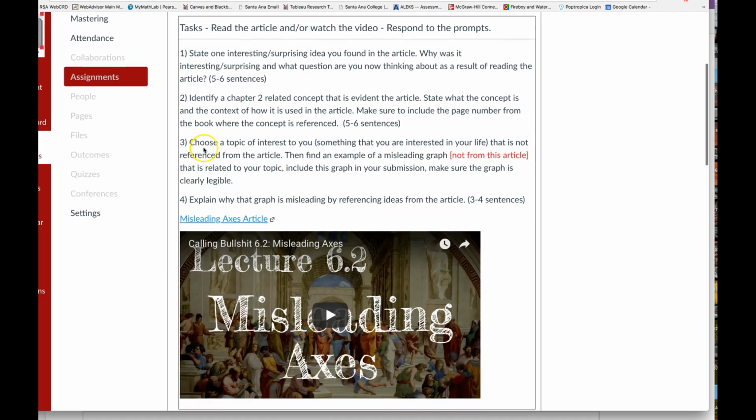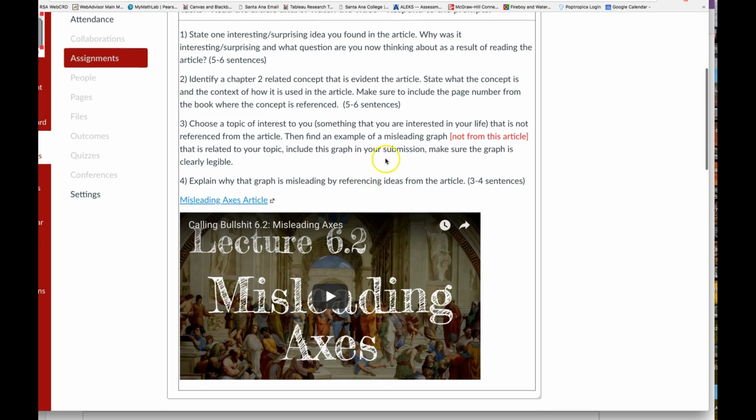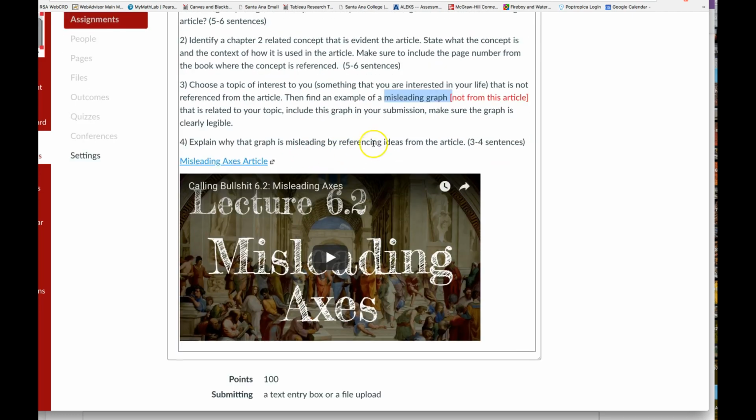Third task is to choose a topic of interest to you. So think of something that interests you in your life or in the world that is not from the article, and then you want to search the internet to find a misleading graph that is related to the topic. So for example, if you're interested in baseball, fashion, crime, or poverty, you would see if you could find a misleading graph related to that topic, include it with your submission, and then explain why that graph is misleading. So that's what you have to do for the quiz.